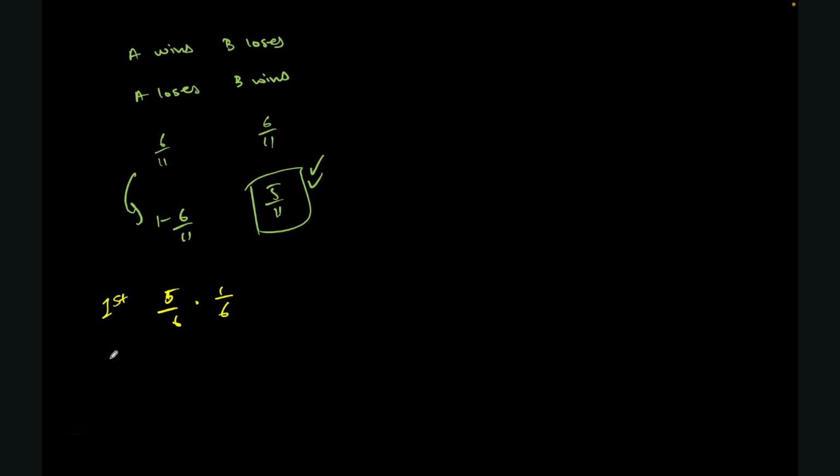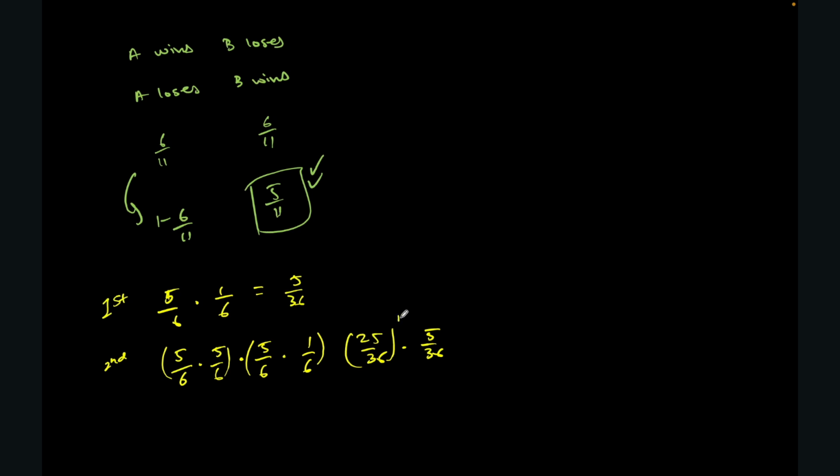In the second round, A doesn't roll a doublet, B doesn't roll a doublet, right? Then we have A again doesn't roll a doublet, but B rolls a doublet, like this. So our first term is 5 by 36 now, and our common ratio becomes again 25 by 36, and I can do this raised to the power n minus 1.